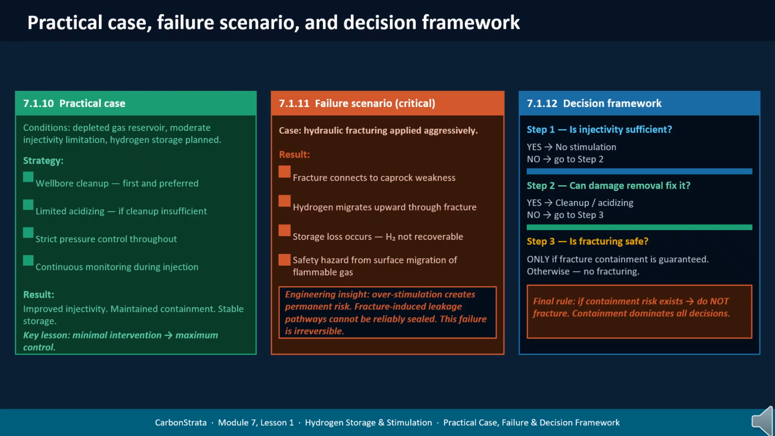This leads to a simple decision framework. First question: is injectivity already sufficient? If it is, do nothing. Second, can the problem be solved by removing damage? If yes, use cleanup or carefully controlled acidizing. Third, is fracturing truly safe? Only proceed if containment is fully certain. If there is any doubt, do not proceed. Final rule. Containment governs every decision. If containment is at risk, you do not act.